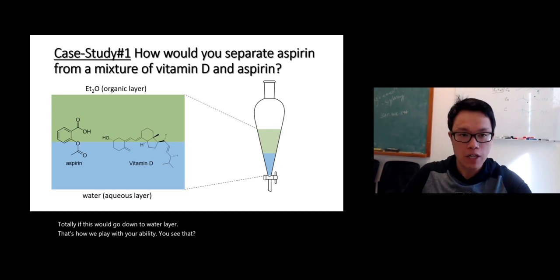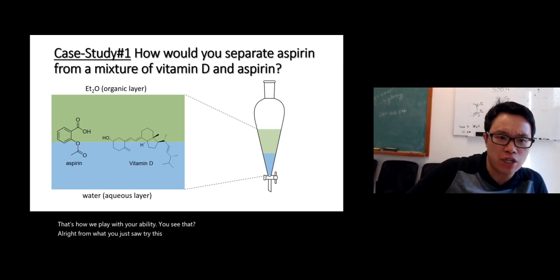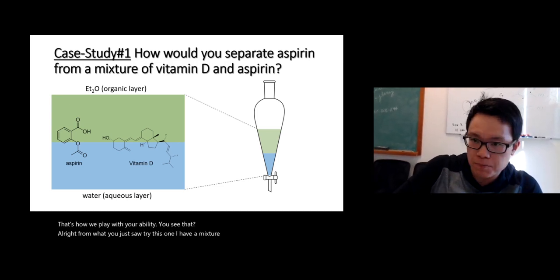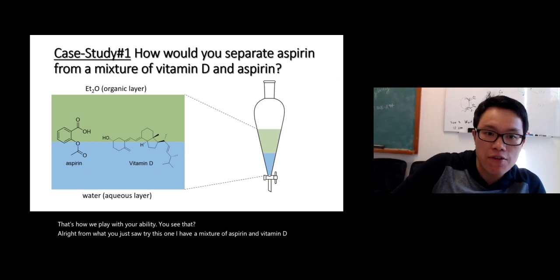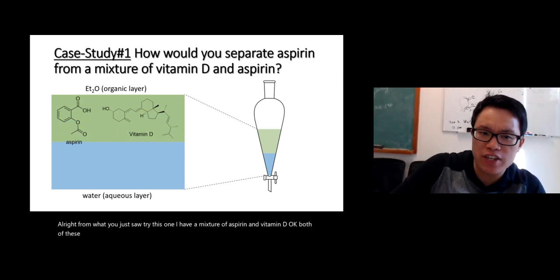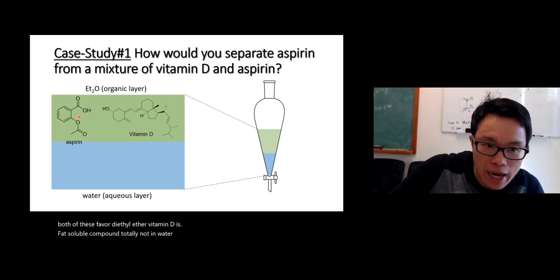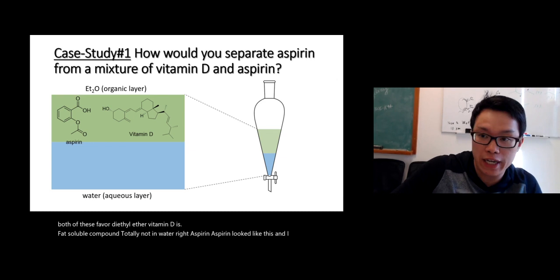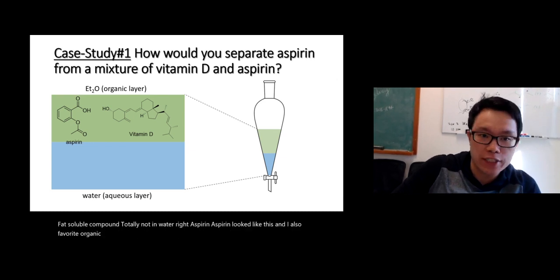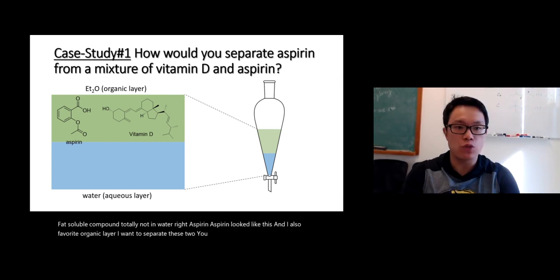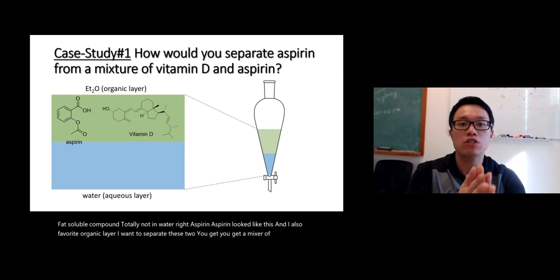From what you just saw, try this one. I have a mixture of aspirin and vitamin D. Both of these favor diethyl ether. Vitamin D is a fat-soluble compound, totally not in water, right? Aspirin looks like this, and it also favors the organic layer. I want to separate these two. You get a mixture of aspirin and vitamin D. How do you separate these two?